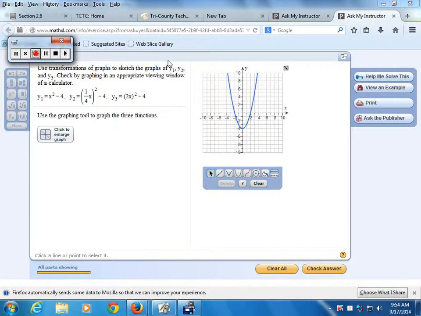All right, use transformations to do the following. x squared minus 4. Well, what's x squared minus 4? Is the 4 inside the square? No, it's not. So what is that minus 4? That's a vertical shift. All right, x squared minus 4, that's your vertical shift.